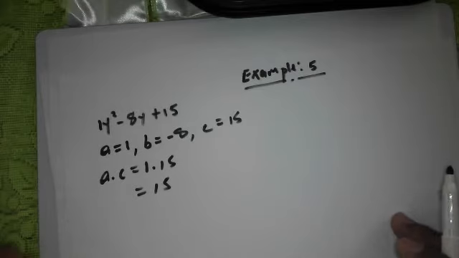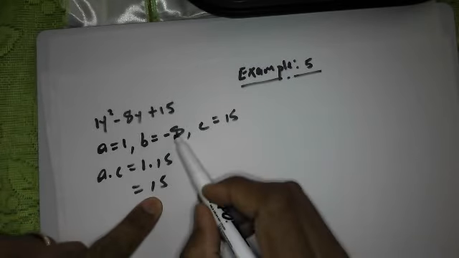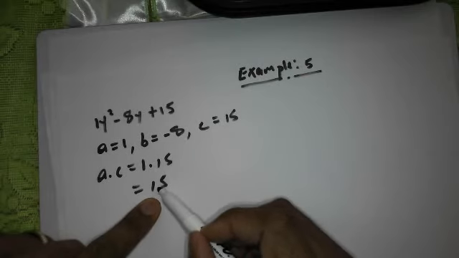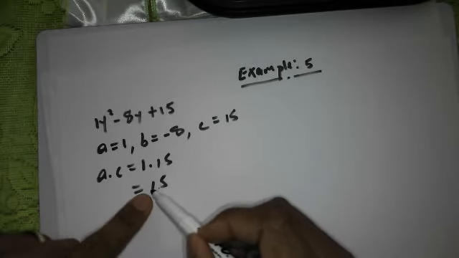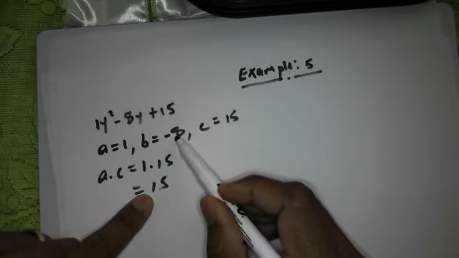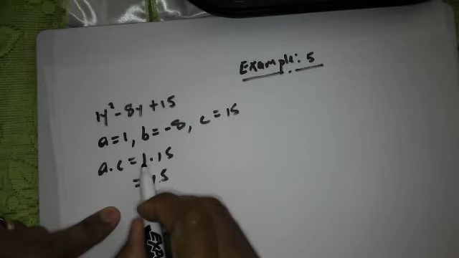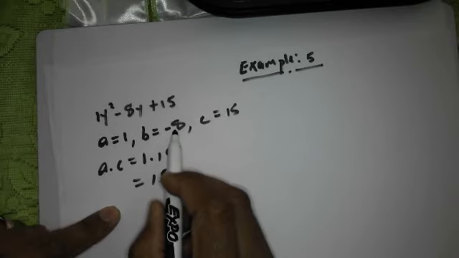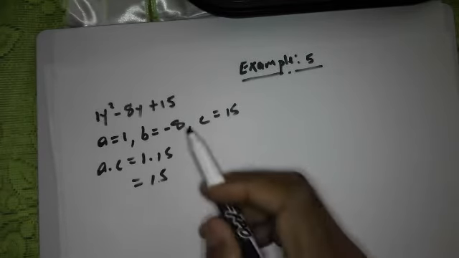Now, this is the part I want you to take notes for. If your AC value is positive, but your b value is negative, it means that both factors must be negative. Because only negative times negative will give you positive, or positive times positive gives you positive. So once your AC value is positive, but your b value is negative, both factors must be negative. Okay? So, if I add these two, even if I change these to negative and I add them, I'll get negative 16, which is not this. Okay? So I must think of other factors of 15 that, when I add them, I'll get negative 8.